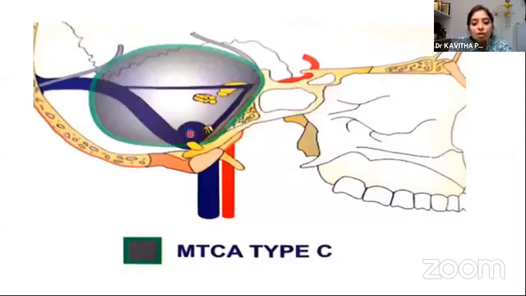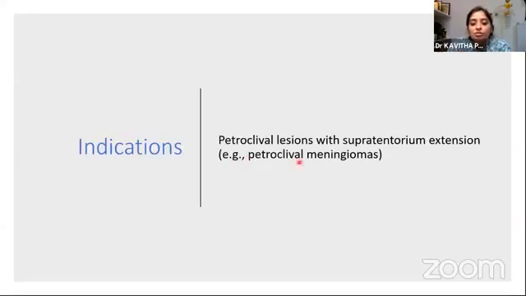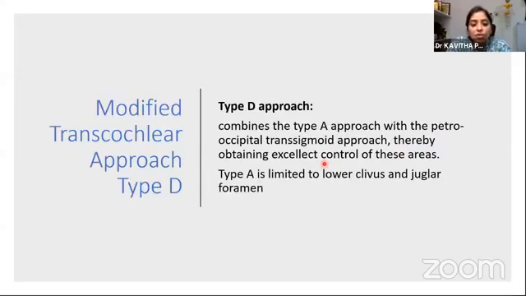So supratentorial as well as the infratemporal tentorial part of the tumors are addressed. Means it is a superior extension of this approach. So, indications are petroclival lesions with supratentorial extensions. So coming to type D approach, which is nothing but the inferior extension of the type A approach.